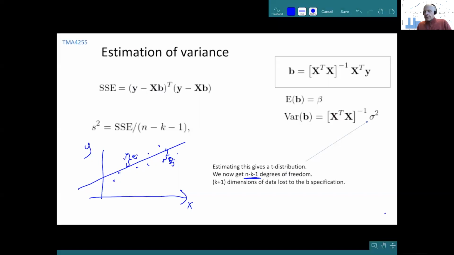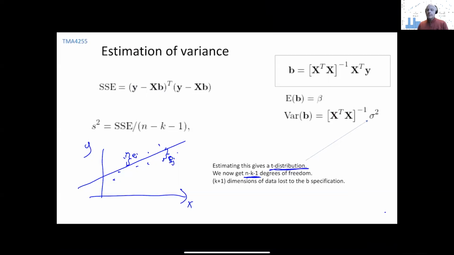The reason for this is that we've already used k plus 1 dimensions of the data to estimate k slopes and 1 intercept. So there's only redundancy of n minus k minus 1 degrees of freedom left. The t-distribution is then used to construct hypothesis tests or confidence intervals.